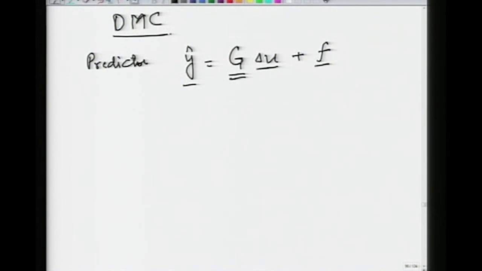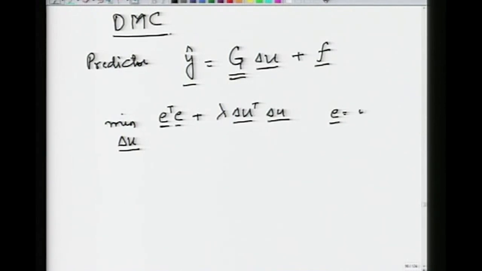Okay. So, this was my p step predictor, and I am trying to minimize over the unknown future control moves E transpose E plus lambda times delta U transpose times delta U, where these are vectors. The first term corresponds to close set point tracking, plus lambda times control effort. Okay. Just to understand this better, E corresponds to y predicted minus the reference trajectory.